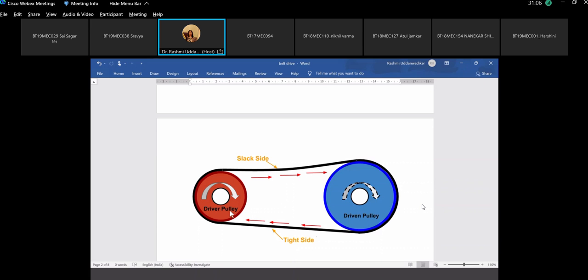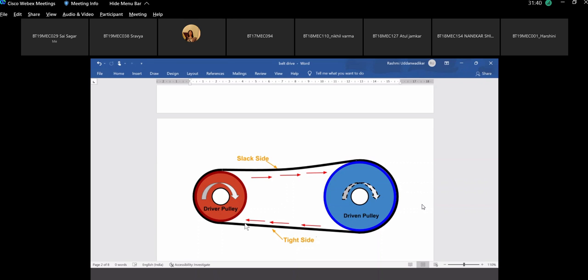If this is a driver pulley and this is a driven pulley, and this is the belt, suppose the driver pulley is rotating in clockwise direction. While the pulley is rotating, because of the friction between them, the pulley is pulling this belt, and while creating this pull, a tight side tension is created here because of this driver pulley. And here it has to deliver the belt. It has to let this belt pass through to the other side.